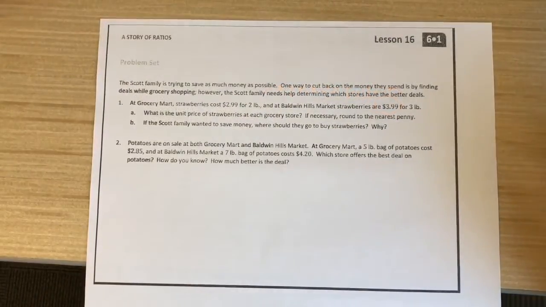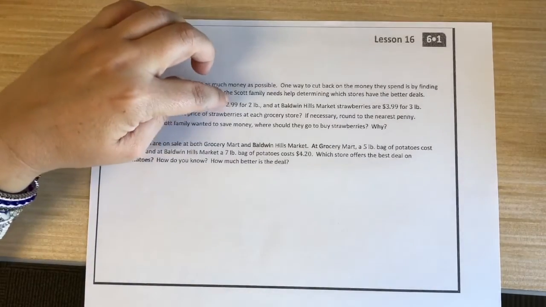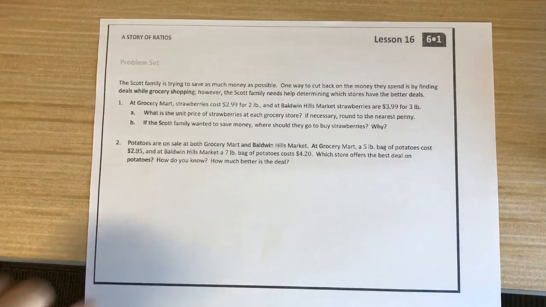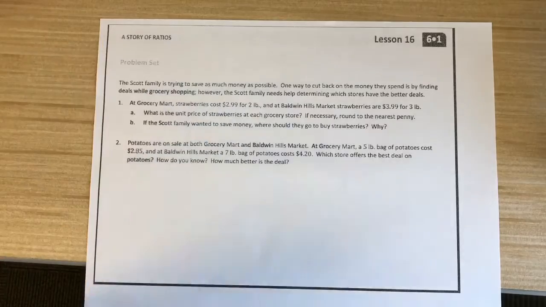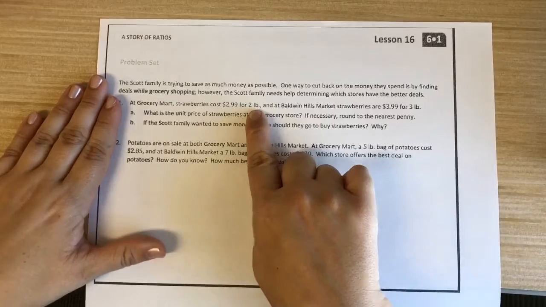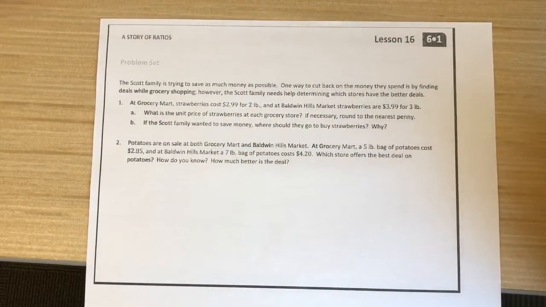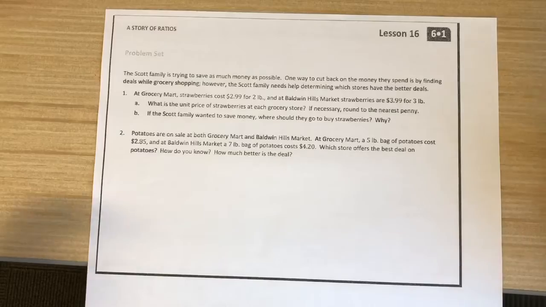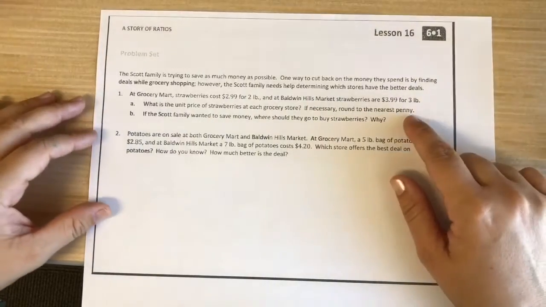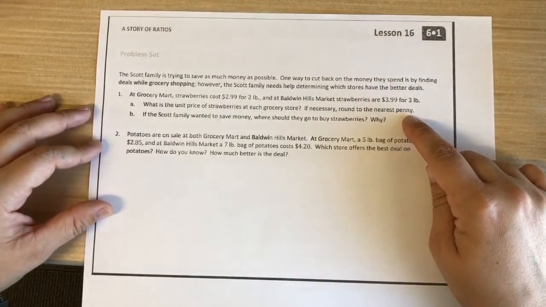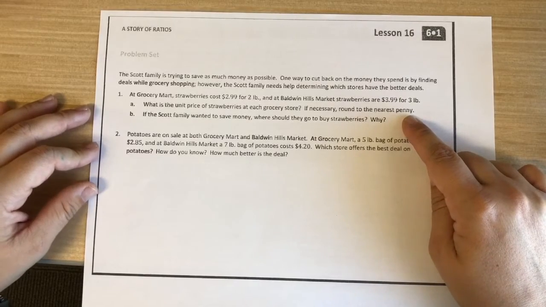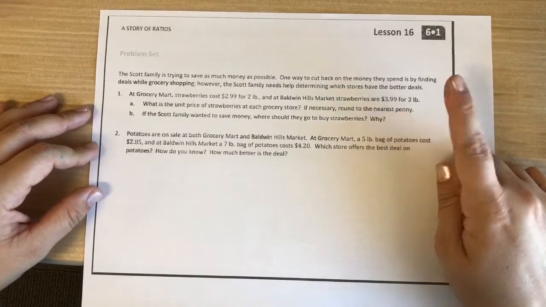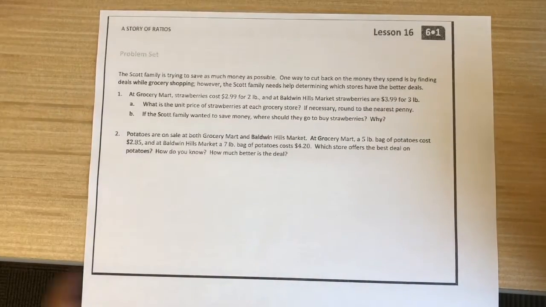On your problem set, you're gonna be looking at some ratio relationships, such as $2.99 for 2 pounds of strawberries, $3.99 for 3 pounds of strawberries. And when you want to find the unit price of strawberries, that means that you need to figure out how much for just 1 pound. Okay, so I wish it was just $3 and $4, but that would just be too easy. But it says, if necessary, round to the nearest penny. So you don't need more than 2 decimal places. If you are prompted to do more than 2, just round it to the nearest hundredths place.